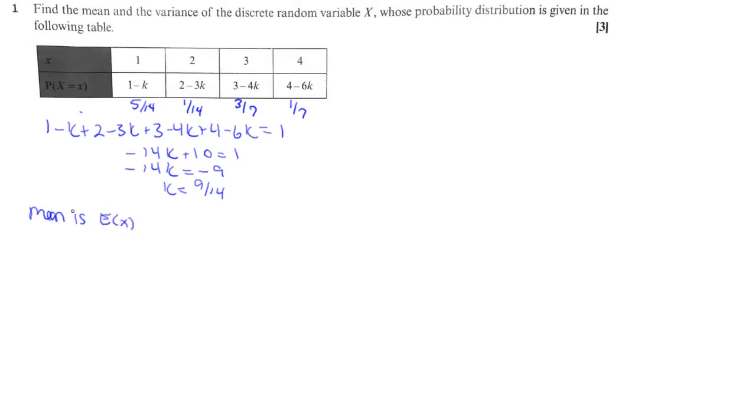That's the expected value. We're going to take each one of these x's times its probability and add them up. So it's simple enough. We're going to write down what we're doing. 1 times 5 over 14 plus 2 times 1 fourth plus 3 times 3 sevenths plus 4 times 1 seventh. And then we're going to let the calculator do the rest of the work. We're going to type it all in and find out what we get.